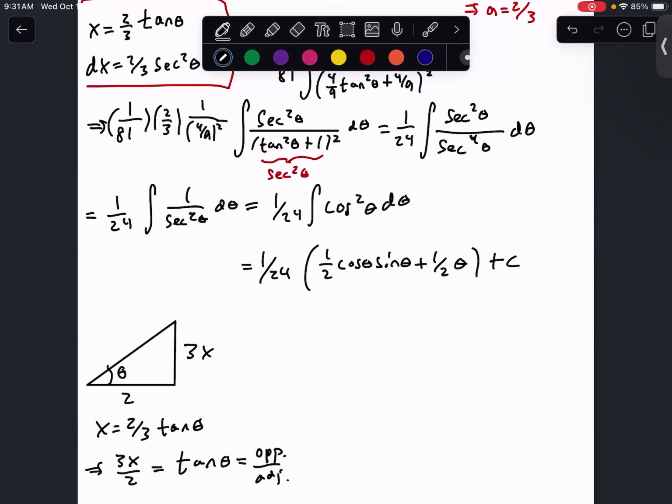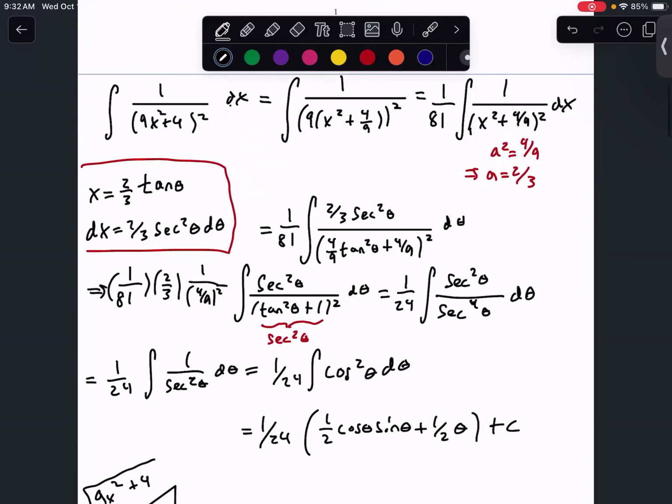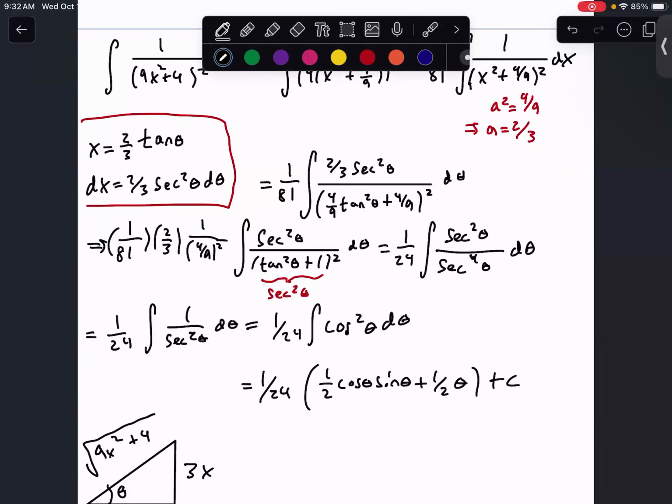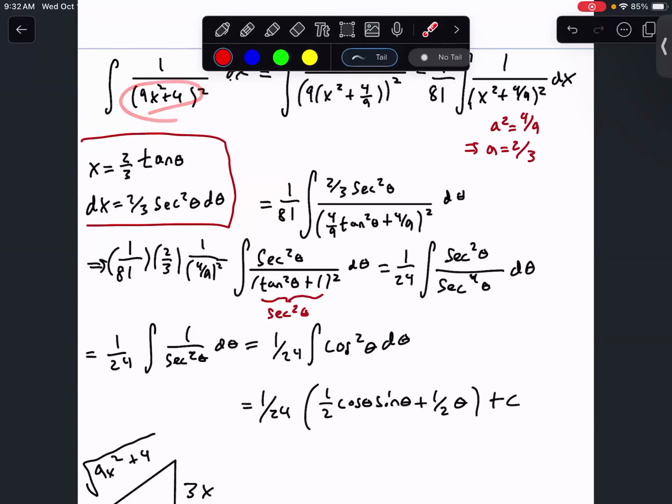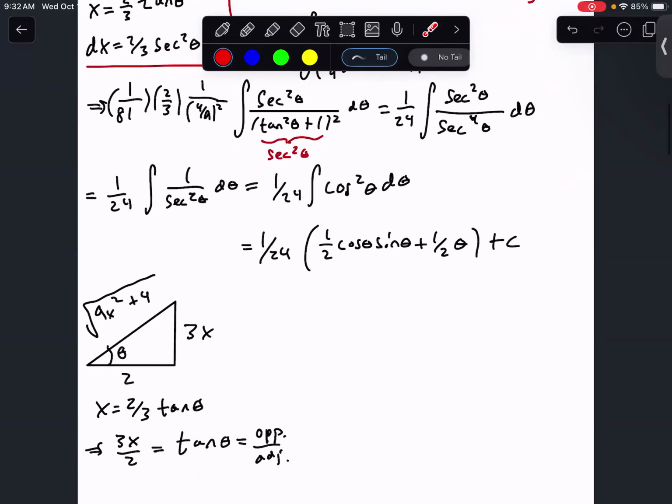And then the hypotenuse, by the Pythagorean theorem, is going to be the square root of 9x squared plus 4. Right, so it's 3x squared. Oh, I wrote a 4th power. It's 9x squared plus 4. And you can see that's kind of what we originally had in the denominator. Okay, and so now we can determine what sine and cosine end up being equal to.